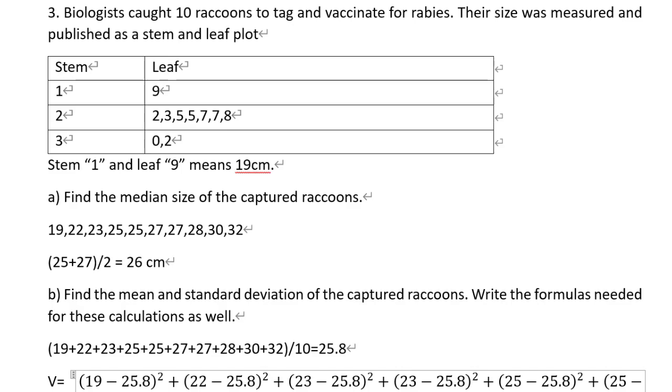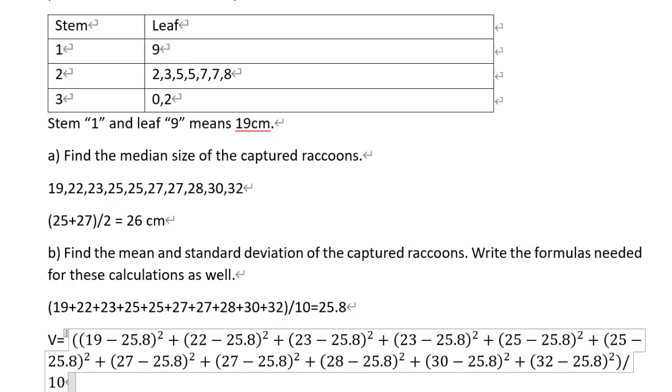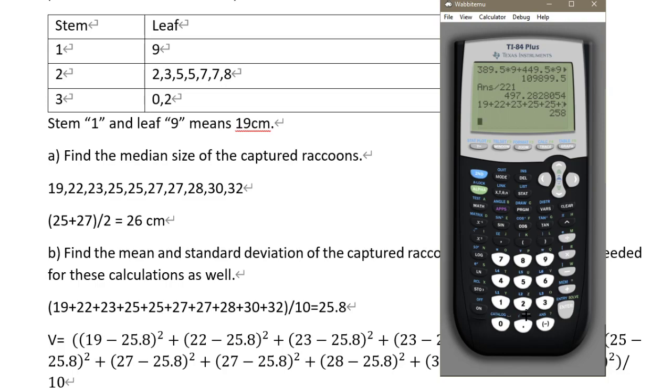So you add the square of the difference between each item and the mean, and after you add everything, you divide it by the number 10. Okay, so that's the variance, and after that, the standard deviation will be the square root of this. So let's actually do that. Actually, let's see. 25.8 minus 19 will be 6.8. So let's put 6.8 squared.